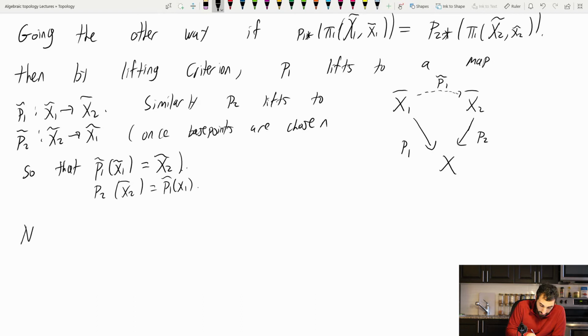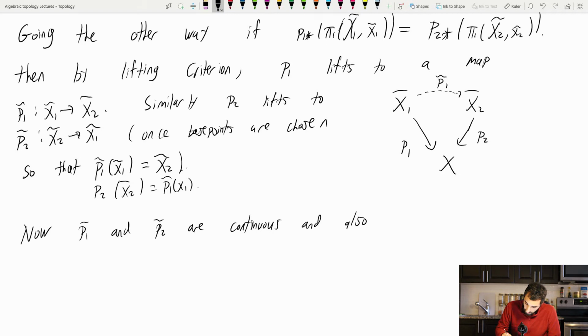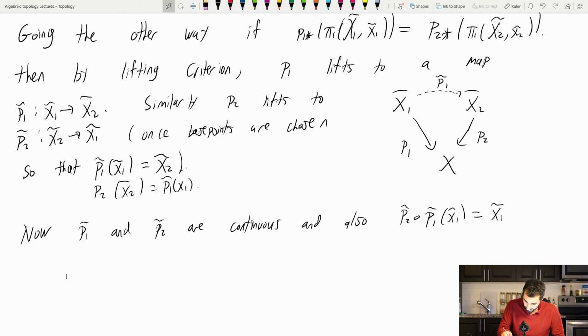But now, P1 twiddle and P2 twiddle are continuous. And also, if you do P1 twiddle and then you do P2 twiddle, here's a fun game. You can keep track of how many times in this class I say the word twiddle. If I do this on X1 twiddle, it undoes itself. So let me add some more stuff to this diagram here. And you'll see why soon. So I also have this map P2 twiddle going backwards.